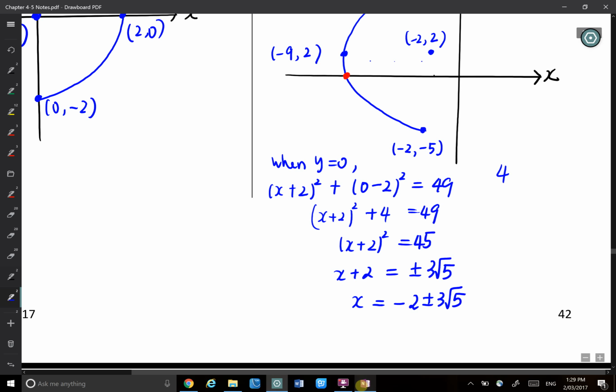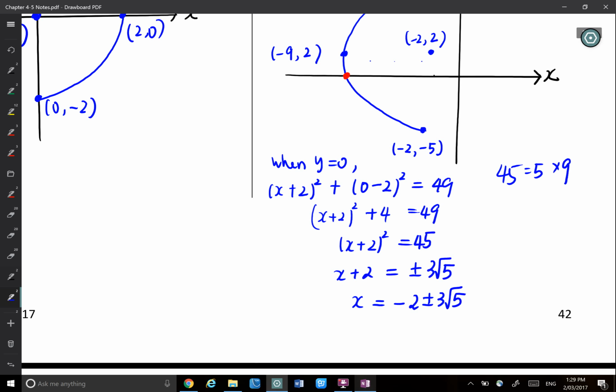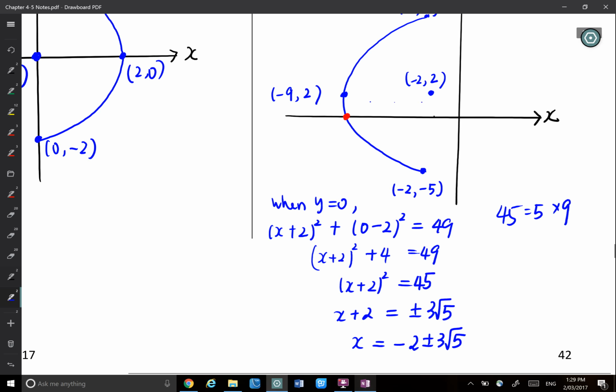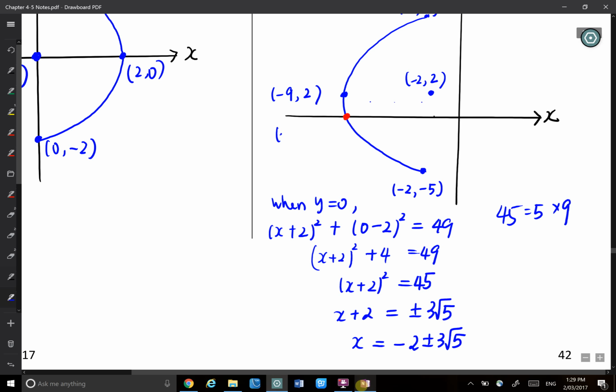Okay, 45 is 5 times 9, so square root of that will be 3 root 5. But I only have 1, which is the left hand side one, not the right hand side one. The minus one, so -2 minus 3 root 5, comma 0. That's the intercept for this.